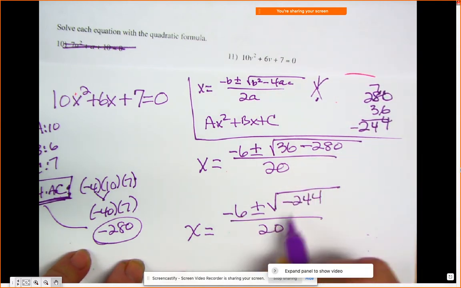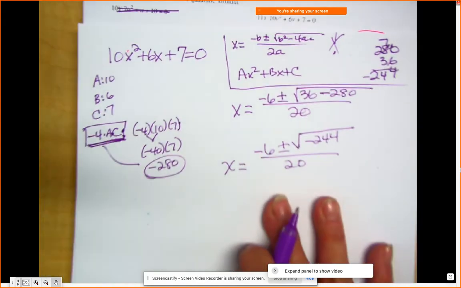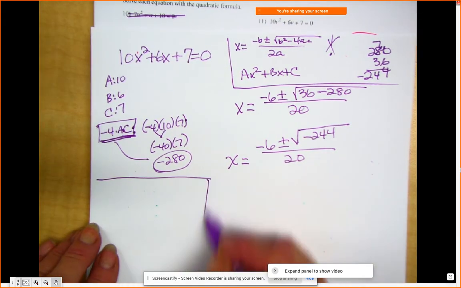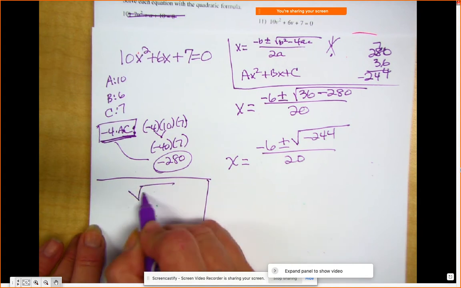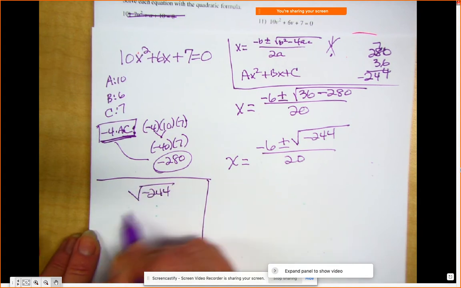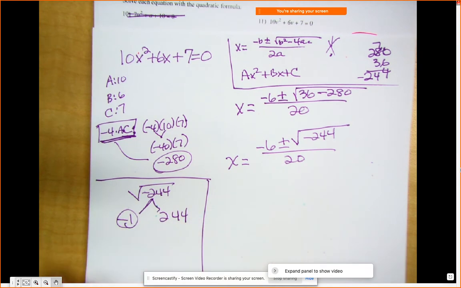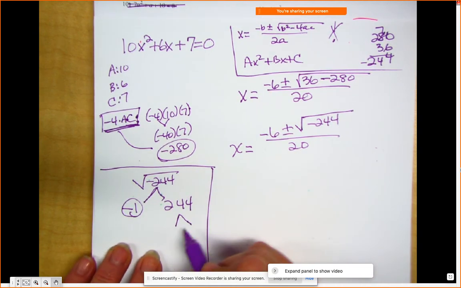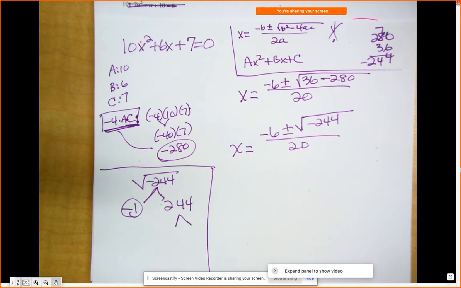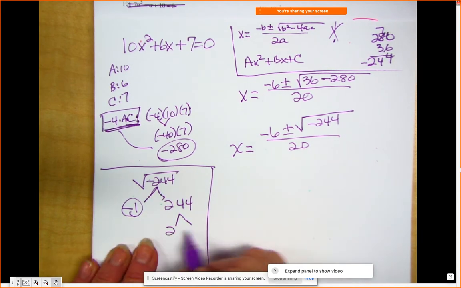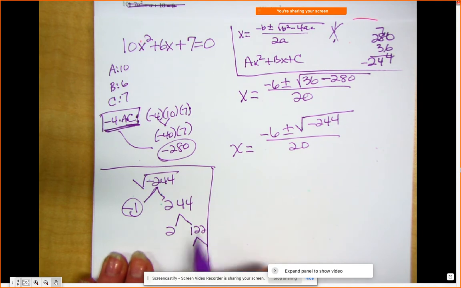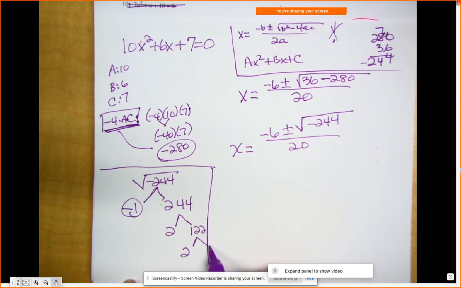Okay, divided by 20. Let's go ahead and prime factor this negative 244, over here in a little sidebar. The first thing I told you to do was write negative 1 times 244. Now we've taken care of the negative. For 244, I do twos because I know how to divide by 2. 2 times 122, and 2 times 61. I don't think anything else goes into 61. It looks kind of prime to me.